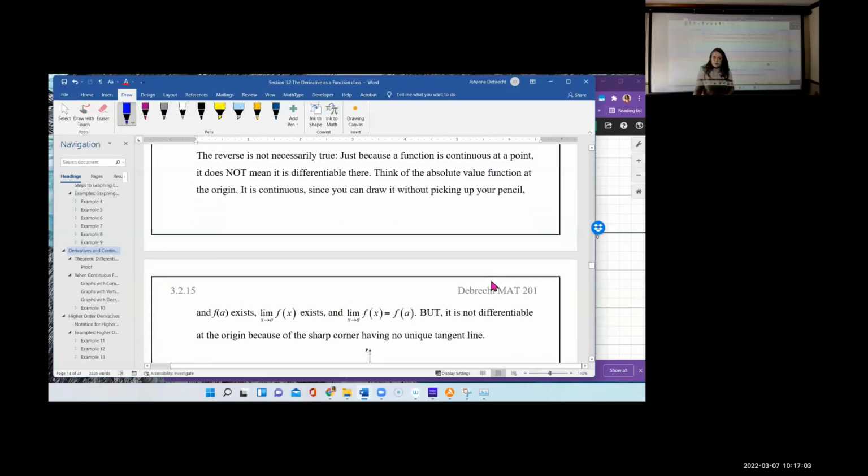Now, the reverse is not necessarily true. Just because a function is continuous does not mean it's differentiable. So if it's differentiable, then it's continuous, but the reverse does not work. All right? If differentiable, then continuous. But continuity does not mean differentiability.